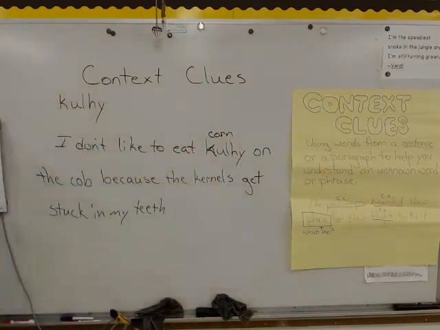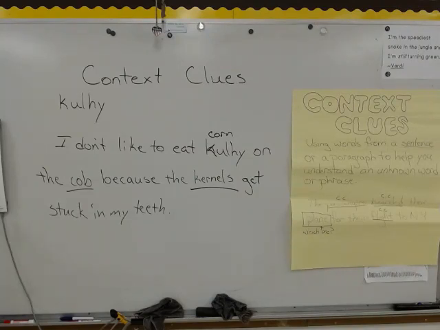What are some context clues that made you know, hey, this is corn? Kernels. Corn has kernels. What's another context clue? The cob, because corn on the cob. Yeah, it's on a cob, right? Corn's the only thing I know of that's even on a cob. I can't think of anything else that would be on a cob.